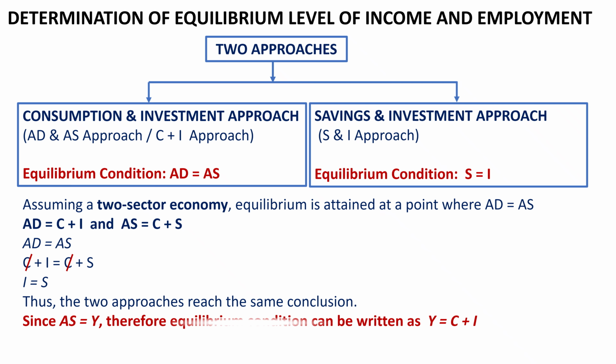An important point to note here is that since aggregate supply is the same thing as national income, therefore the equilibrium condition can be written as Y is equal to C plus I, where Y is aggregate supply and C plus I is aggregate demand.